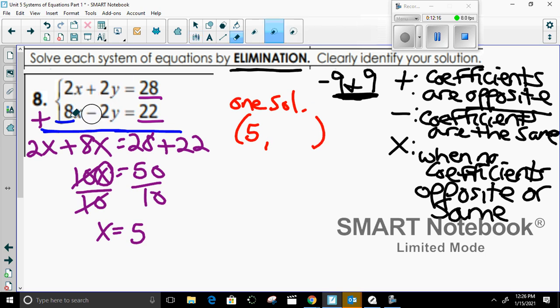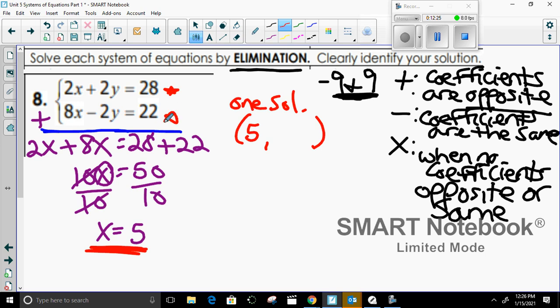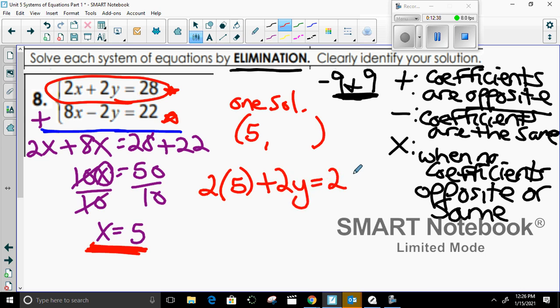How do I find the other variable? Hopefully you remember, take this x, plug it into one of these equations, either the top or the bottom. I always just use the top. So I'm going to take that top equation, and wherever I see x, I'm going to put a 5. So 2 times x plus 2y equals 28. My goal is to get y. So I got to do this multiplication. 2 times 5 is 10. So 10 plus 2y equals 28.